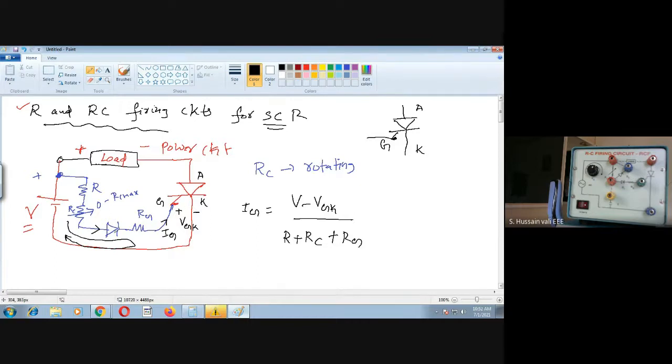Now we will consider this diode to be ideal. If you don't consider the diode ideal, then the diode also has a small drop, that is the cut-in voltage, generally 0.7 or 0.6. Something like this, you take 0.7, then it is minus 0.7.